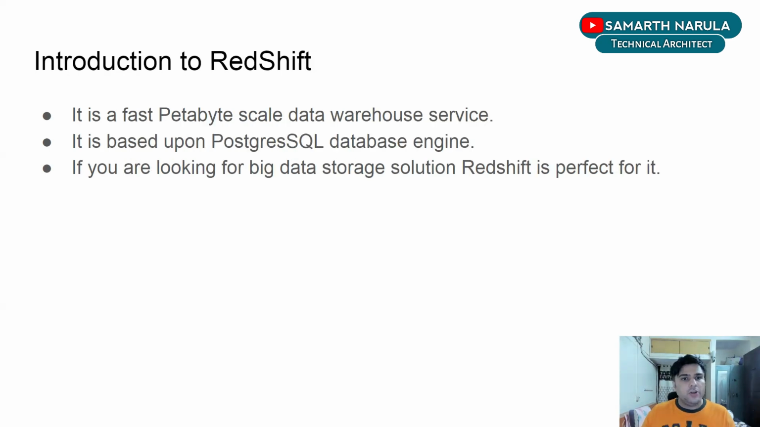Introduction to Redshift. So what is Redshift? Redshift is a fast petabyte scale data warehouse service. So it's for data warehousing. If you have gigantic data to store, you should use AWS Redshift. It is based upon the PostgreSQL database engine. If you're looking for a big data storage solution, Redshift is perfect for you. So if you have petabyte scale data, you should go with Redshift. If you have some GBs of data or terabyte scale data, then you should go for a SQL database or NoSQL database. You should create a SQL database using Amazon RDS, or you should create a NoSQL database using DynamoDB. And if you have petabyte scale data, then you should use Redshift.